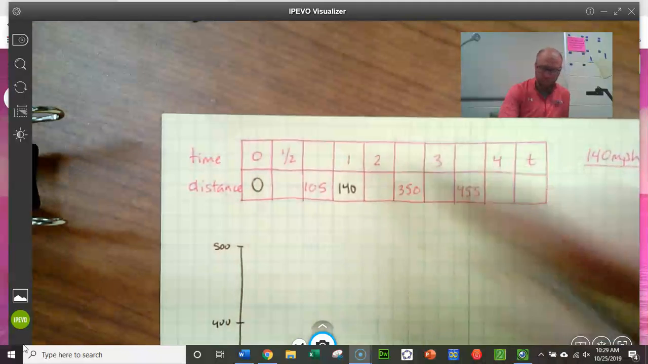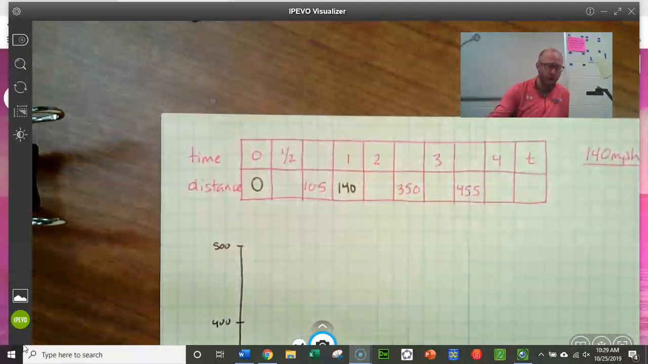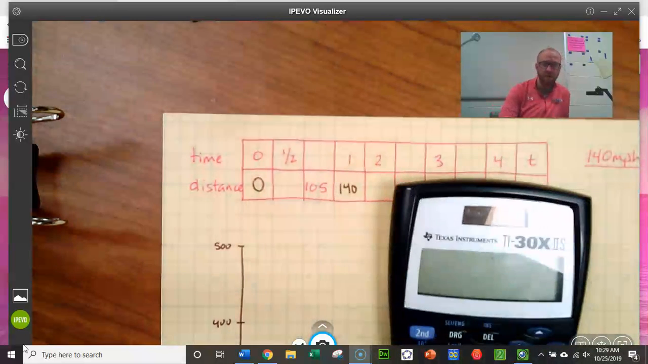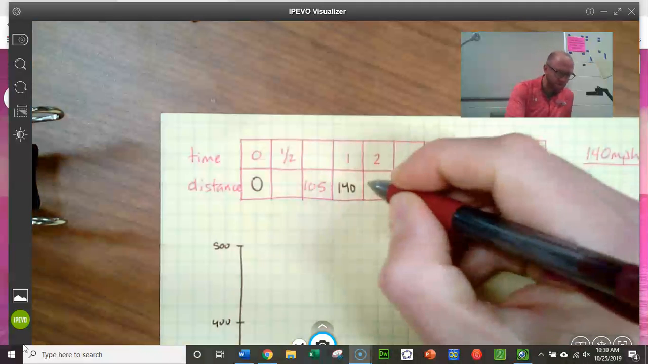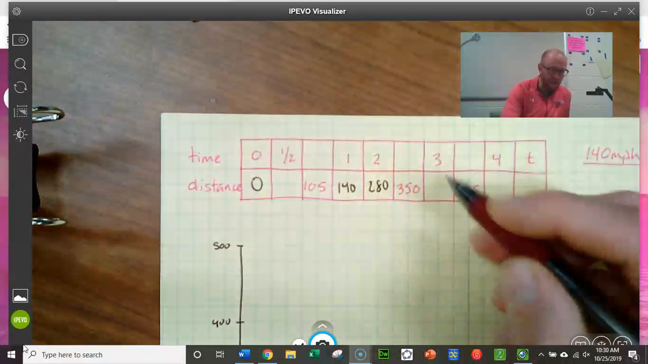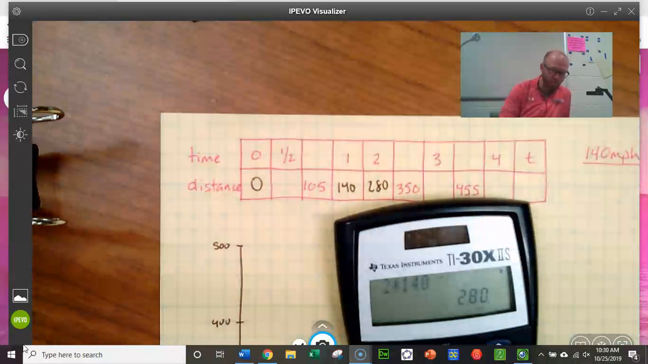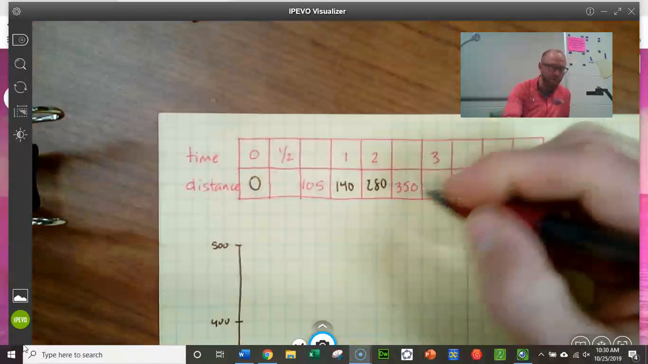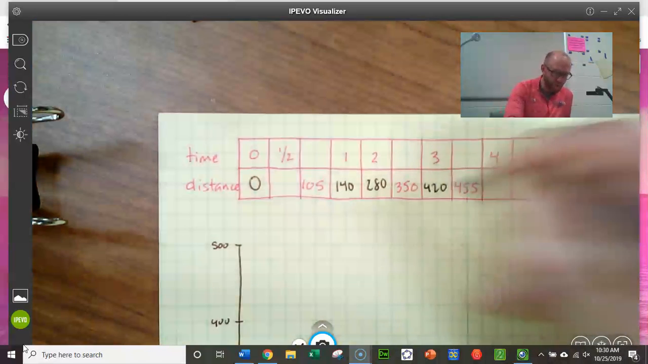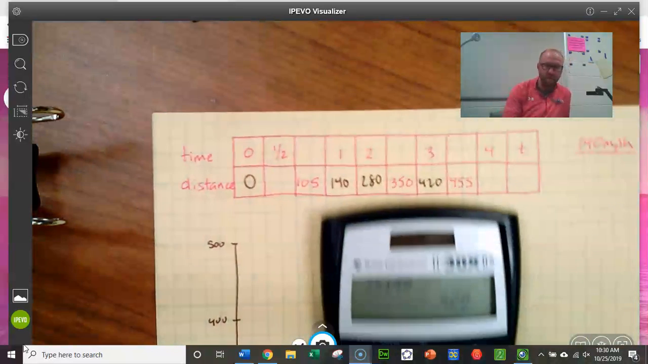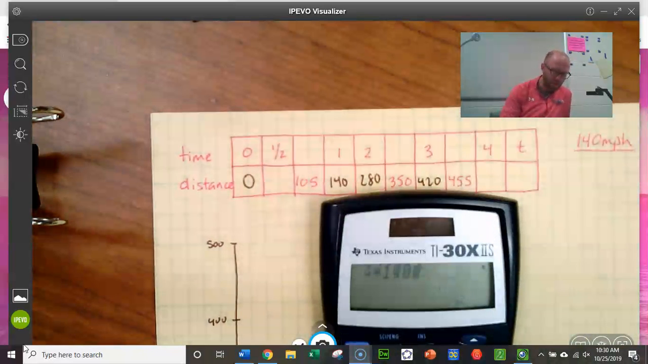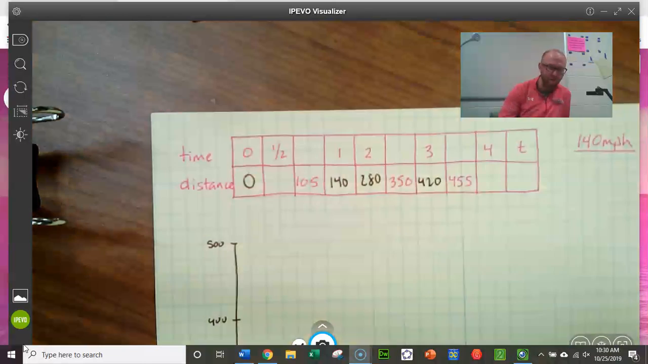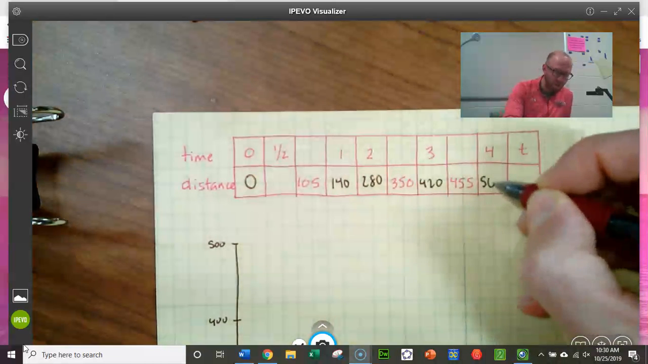If it's 2, that's going to be 2 hours at 140 miles an hour, which is 2 times 140. So 2 times 140 is 280. So 280 for 3. 3 times 140 is 420. 420. Then 4. 4 times 140 would be 560. So in 4 hours we go 560 miles.